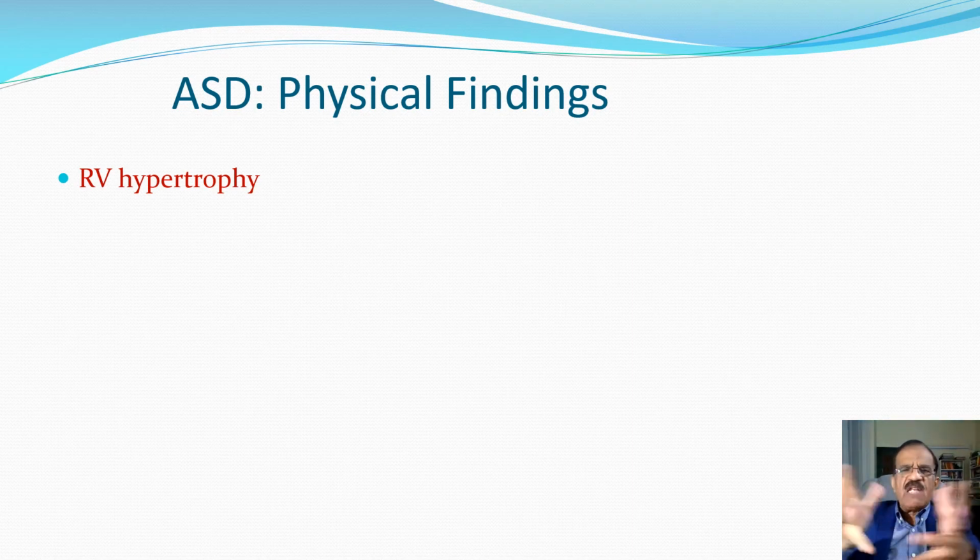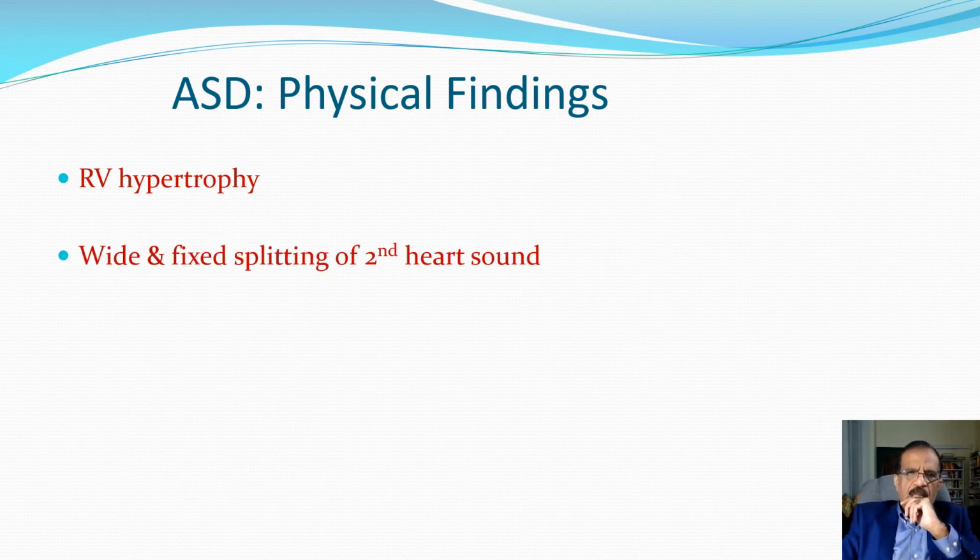Other features of right ventricular hypertrophy on ECG and on X-ray will also be present, and of course on echo there will be definite right ventricular hypertrophy. And then this interesting finding, I think there would be wide and fixed splitting of the second heart sound. Again, I will have to explain to you how this happens.